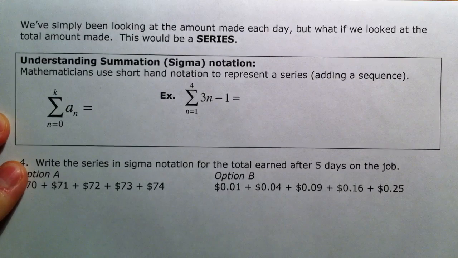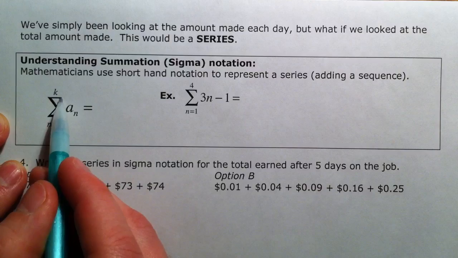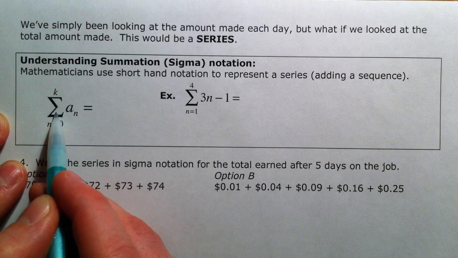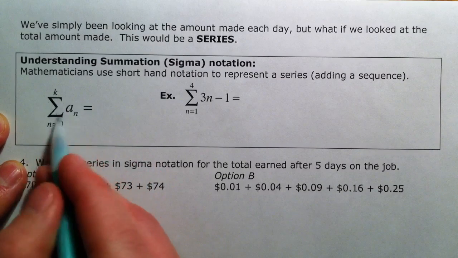So, sigma notation. Mathematicians have a way of making things look very complicated that aren't really that complicated. So stick with me. We're going to use this Greek symbol, sigma. It's capital S. Kind of looks like an E.